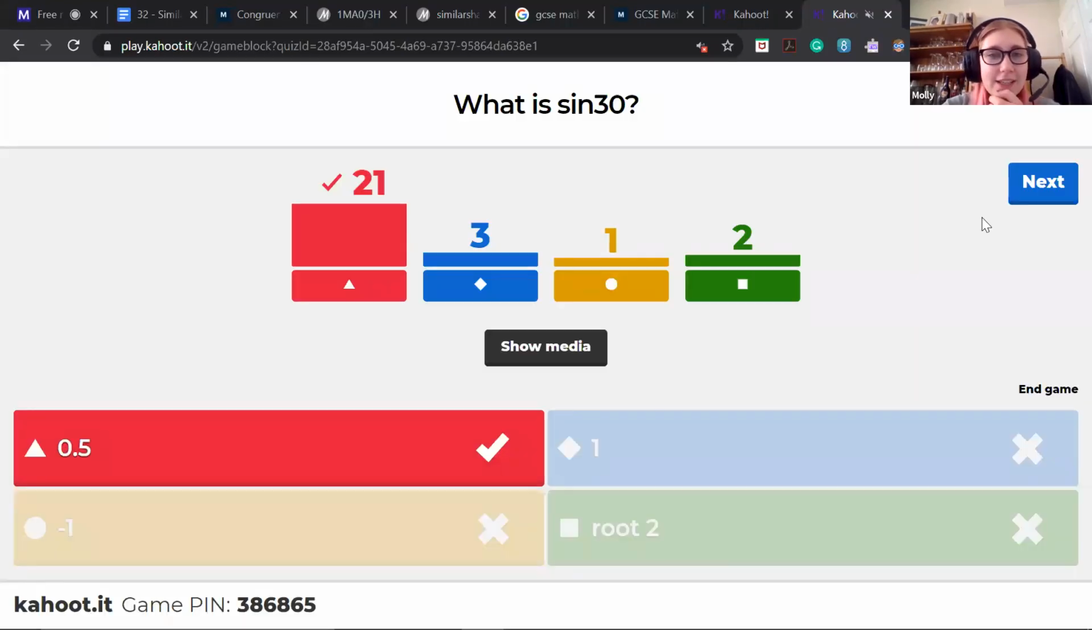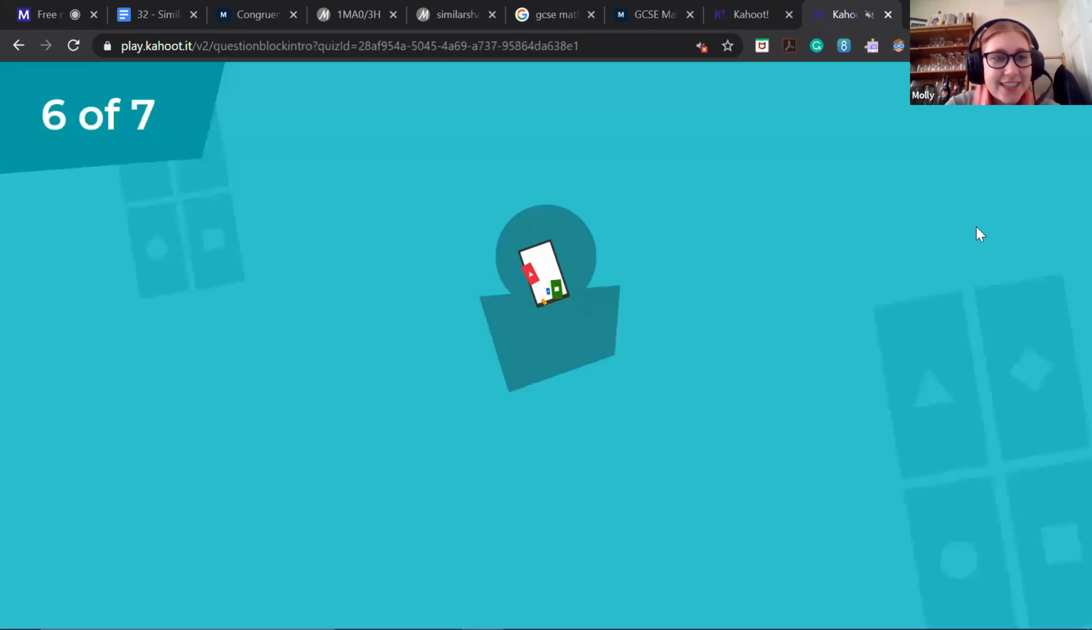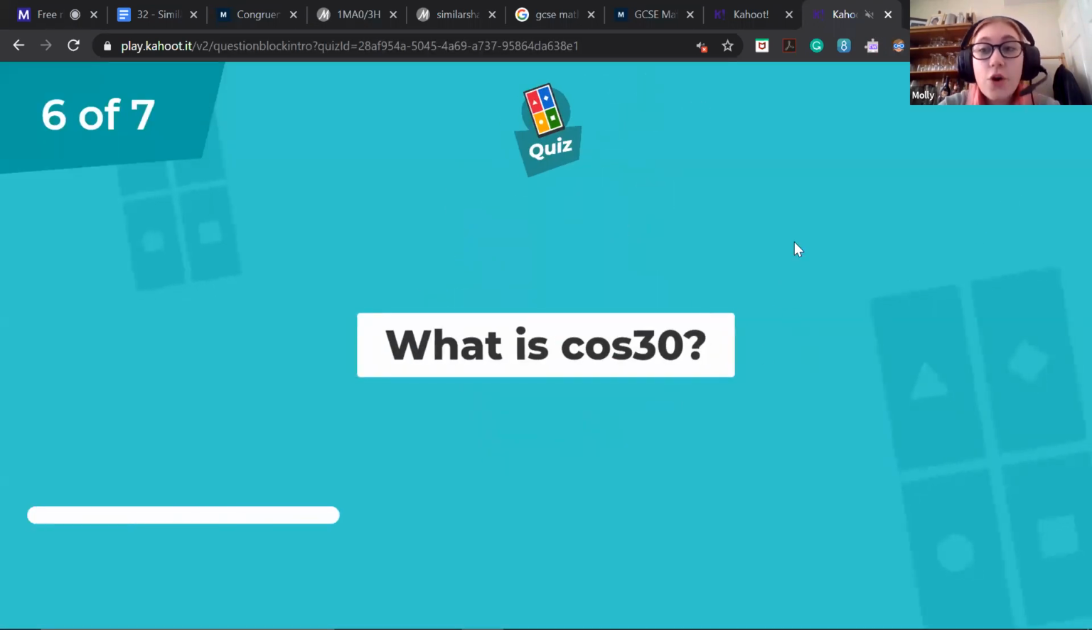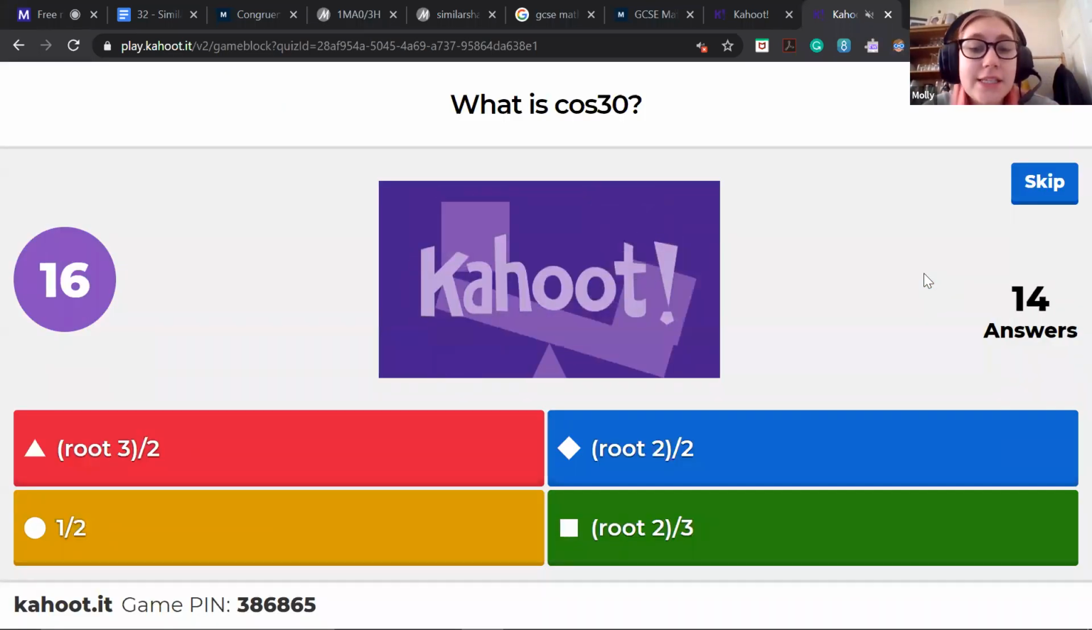So sine 30 is 0.5. So that's our root 1 over 2. Is that what I meant? Yes, because that's just 1 over 2. Perfect. Scoreboard. Interesting. Okay. What's cos 30? So remember that this is our root 0 over 2, root 1 over 2, but backwards. So what's this going to be?